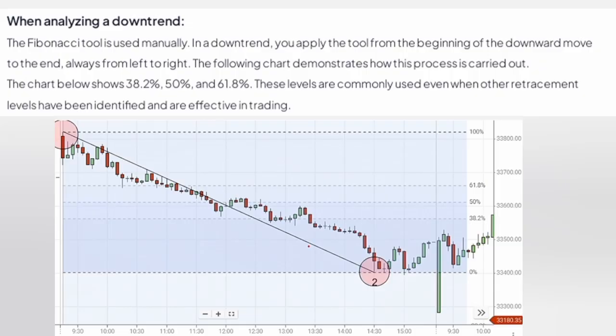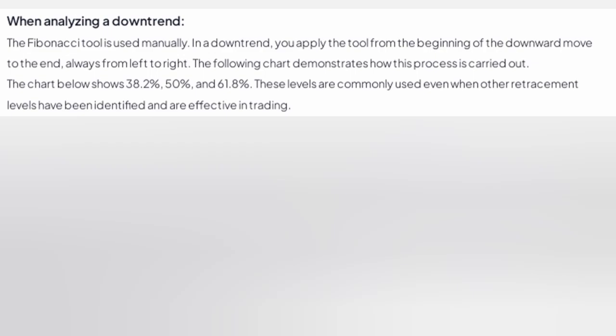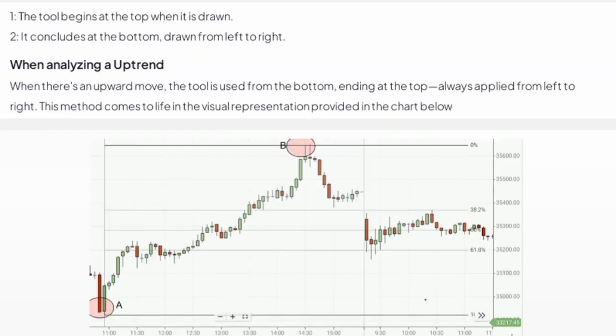These levels are commonly used even when other retracement levels have been identified and are effective in trading. Downtrend: the tool begins at the top when it is drawn and concludes at the bottom, drawn from left to right. When analyzing an uptrend, when there's an upward move, the tool is used from the bottom, ending at the top, always applied from left to right. This method comes to life in the visual representation provided in the chart below.